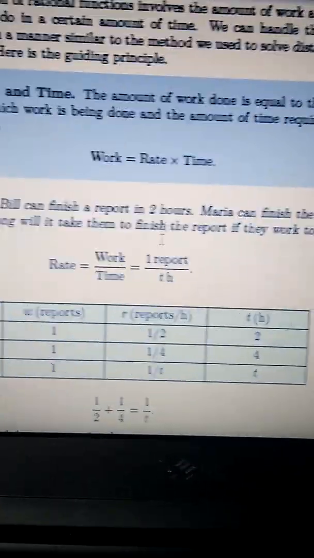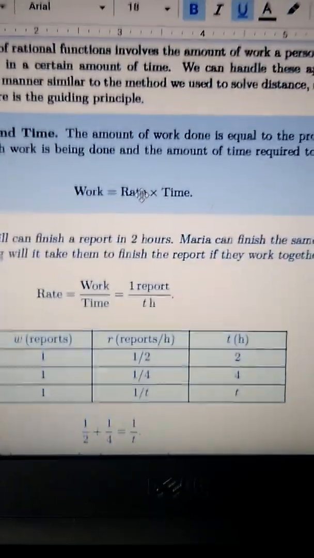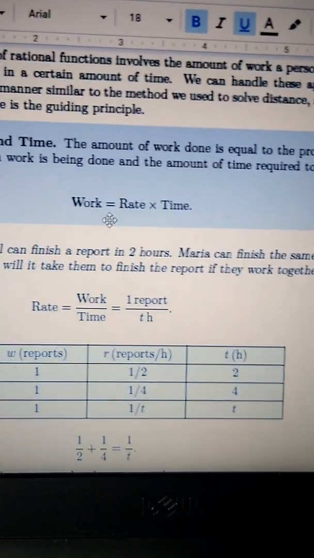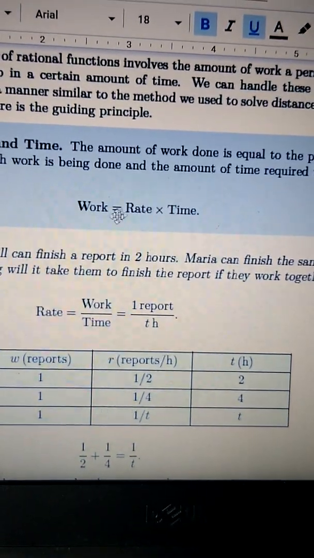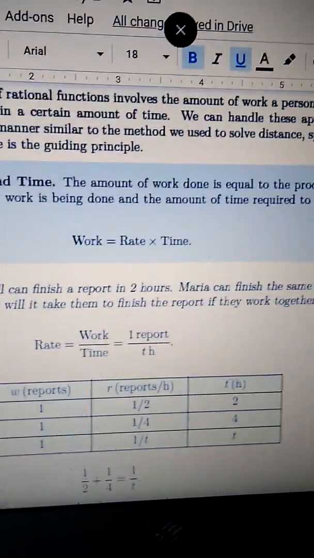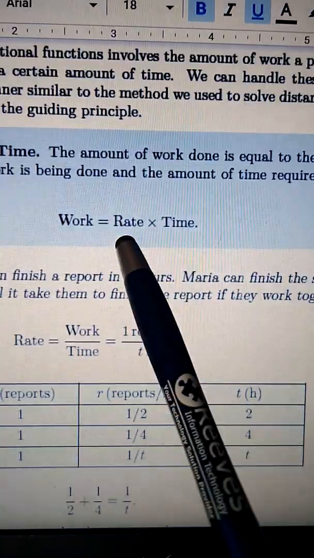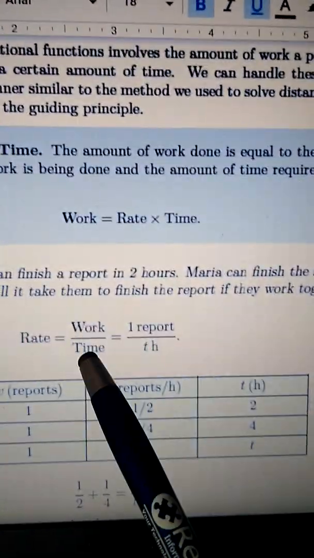So we're not going to use work equals rate times time as it is. Just like yesterday, we're going to rearrange this because the thing we don't know is the rate. We know work, we know time. So we're going to solve this equation for rate, and we would divide by time. So rate equals work divided by time.